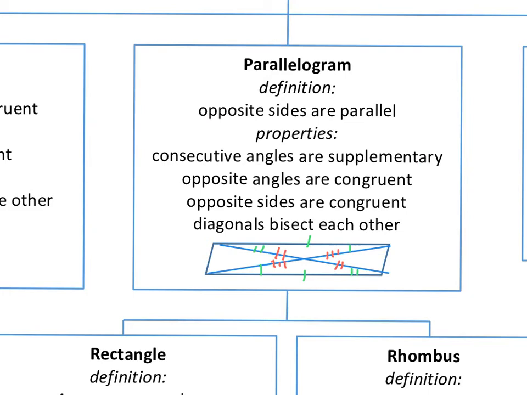You also might notice that these two triangles are congruent to each other by rotation. If you rotate this 180 degrees, it will land on top of that one, which makes these two segments match up and those two segments match up.